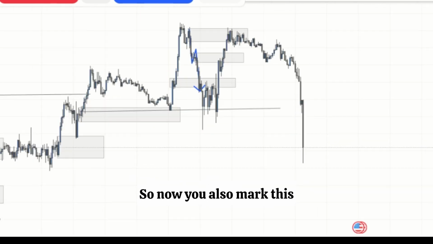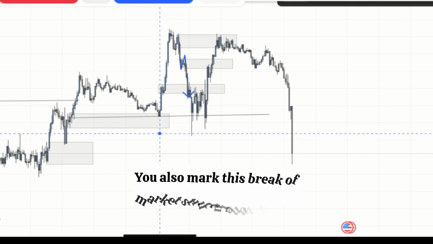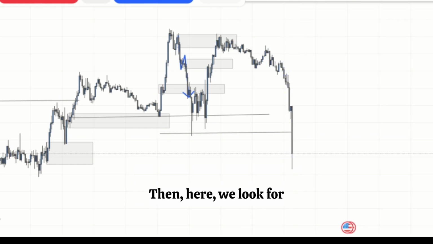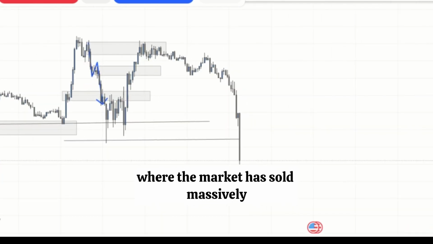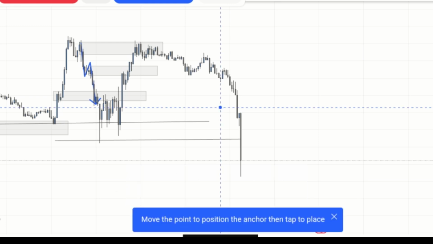So now you also mark this break of market structure. Then here we look for where the market has sold massively. We mark that and we wait for the market to come back and tap there, right?